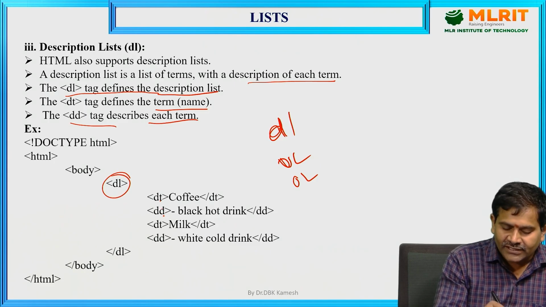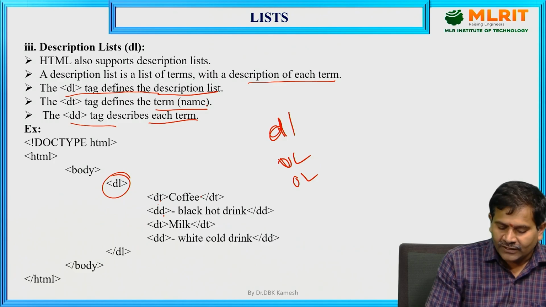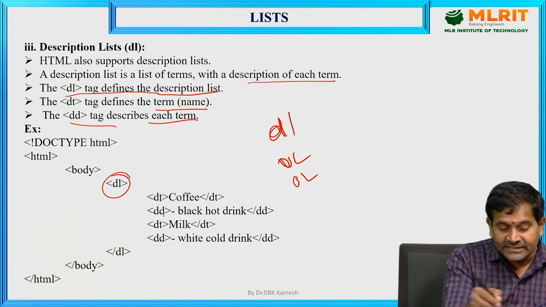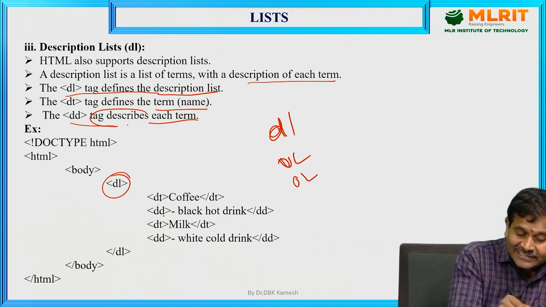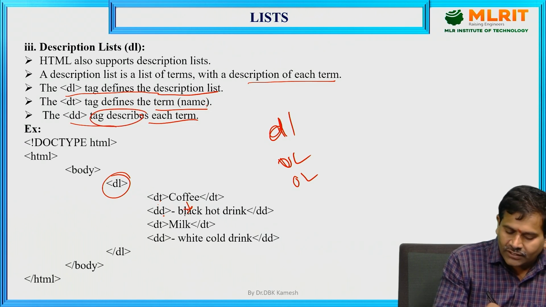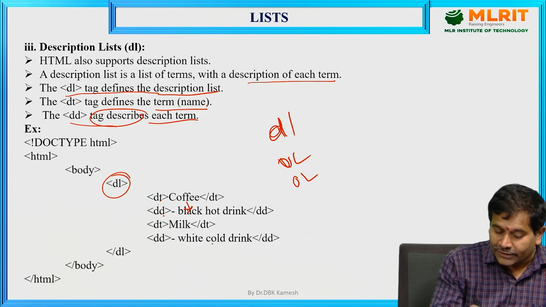So inside, the DT is the term name, coffee, right? The DD is the subtag. The DT tag defines the term name, and the DD tag defines the description. So this is coffee, a black hot drink. And milk, a white cold drink, right?